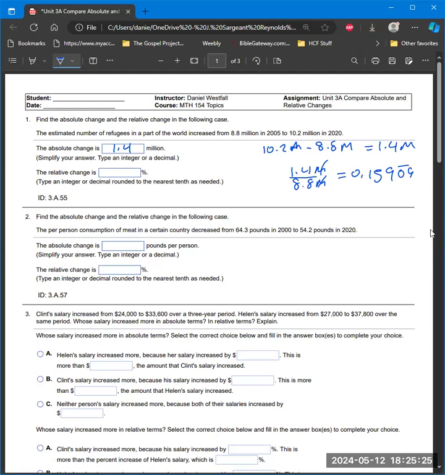We want to go to the nearest tenth of a percent. So this is going to be 15.9%.